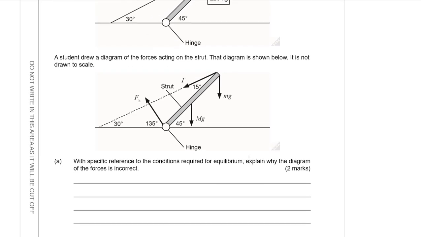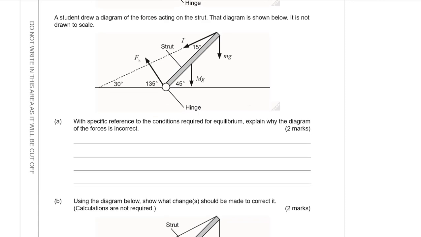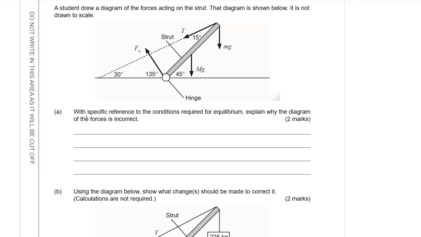So the first part of the question is saying that a student draws this diagram of all the forces acting on it, like a free body diagram, and they're saying that it's wrong, and they're asking why is it wrong. So it's saying here with specific reference to the conditions required for equilibrium. So immediately, since it's a force diagram, I can see a problem here. So I'm going to say that, well, for equilibrium to actually occur, we need to have the sum of all the forces equal to 0, but they're not. So I'll say which is not the case. Now, how do I know this?